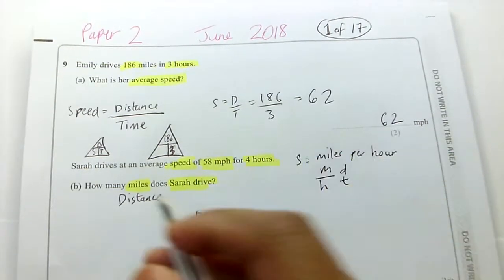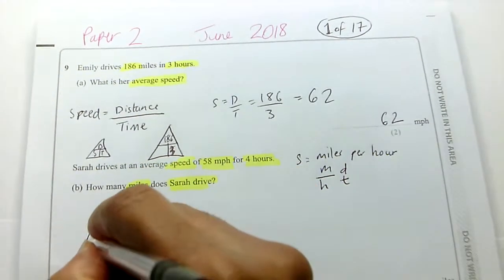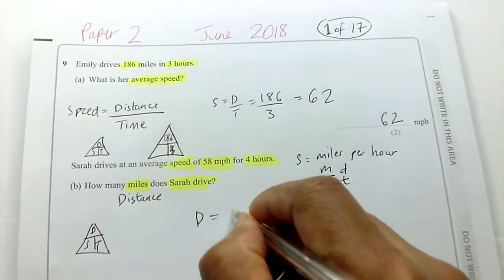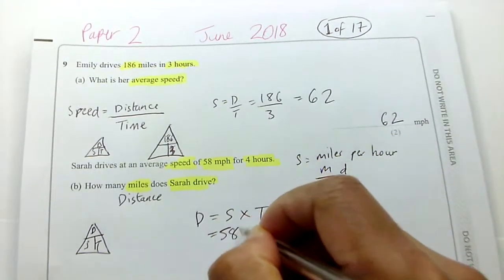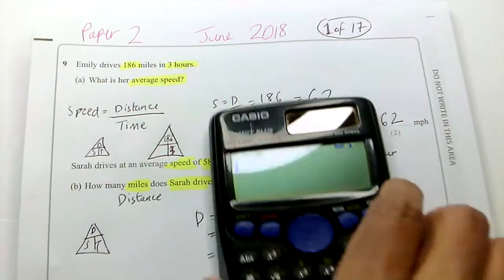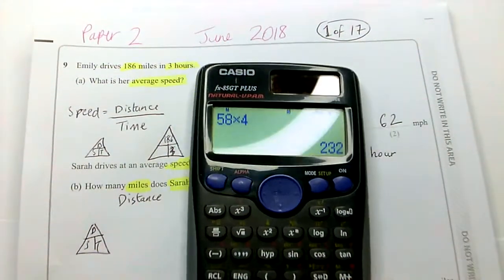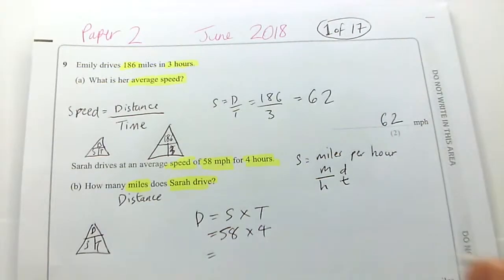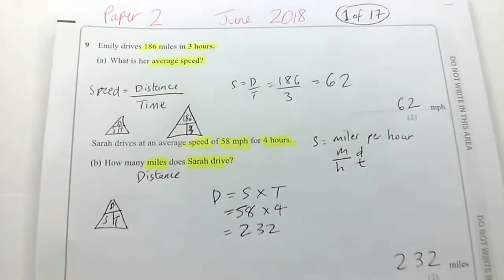So if we look at our distance, we've got it here from part A. Distance is at the top, speed and time is at the bottom. So distance equals speed times time. My speed is 58 and I'm multiplying by my time, which is 4 hours. 58 times 4 gives me 232. Well done if you got that right. Let's go to the next question.